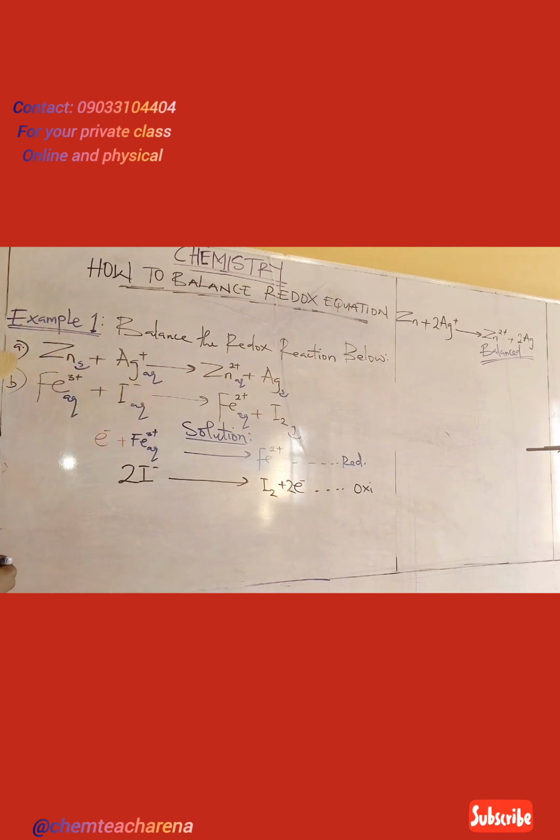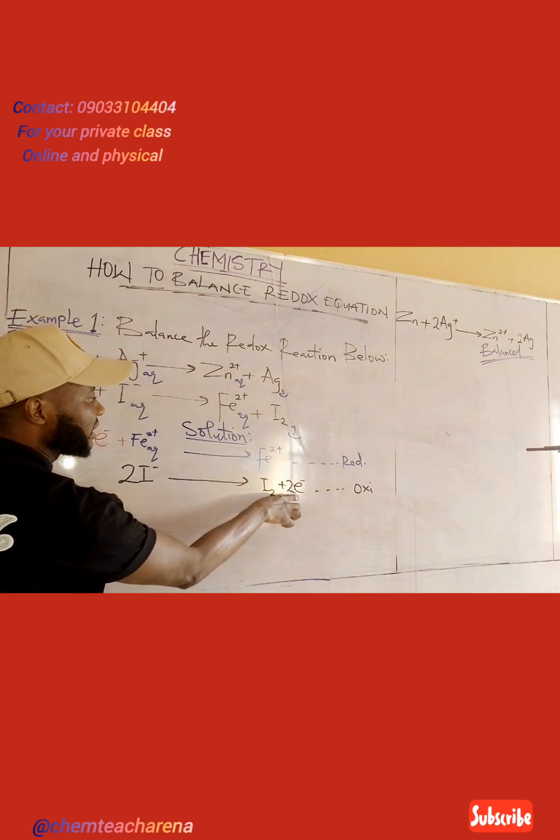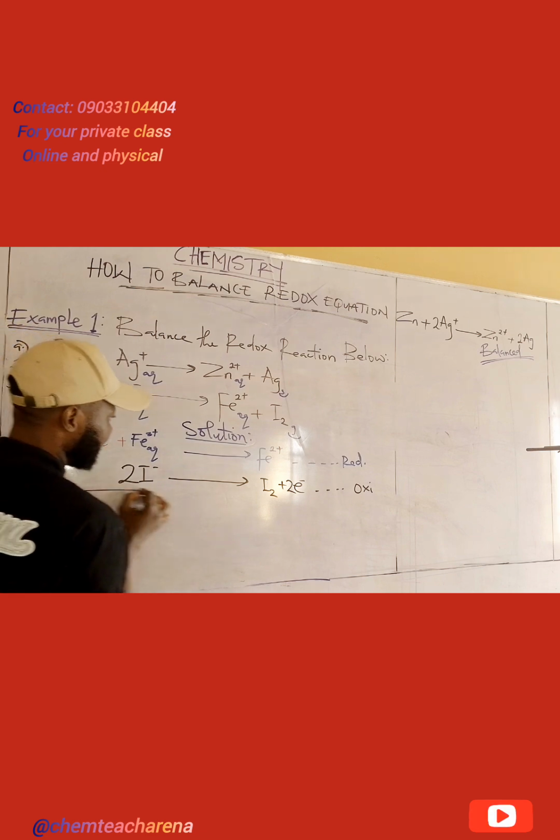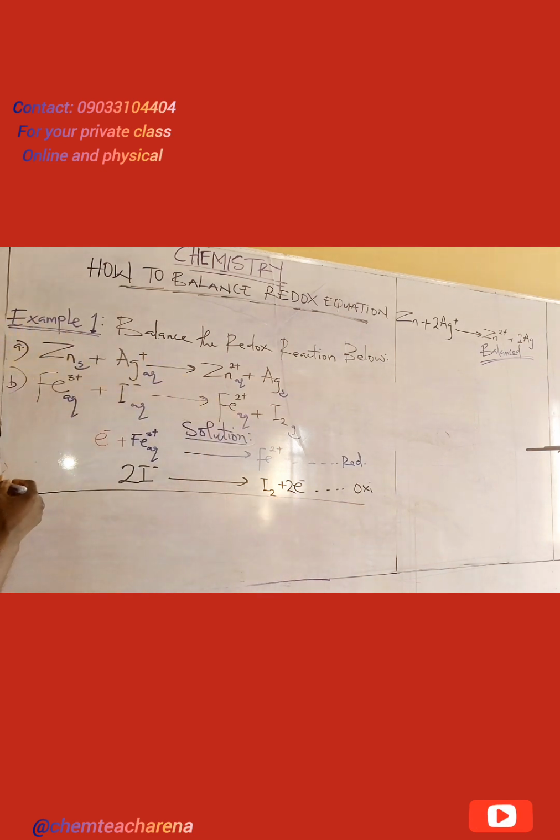So what do we do from here? We have 2 electrons here, we have 1 here. What are we going to do? We have to multiply again. Then, like I said before, let this one be my equation 1 and this one be my equation 2. So, what do I do now?